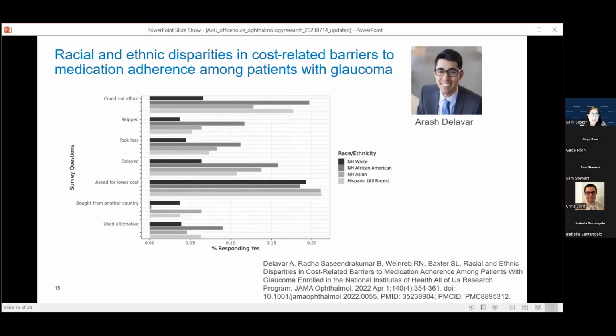So I'm going to talk a little bit about one study in particular that we did around this. And this was looking at racial and ethnic disparities and cost-related barriers to medication adherence among patients with glaucoma. A lot of this work was done by one of the med students in my lab, Arash Delavar, who's now an ophthalmology resident at Baylor.